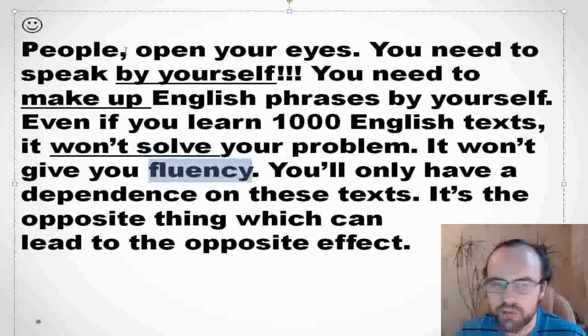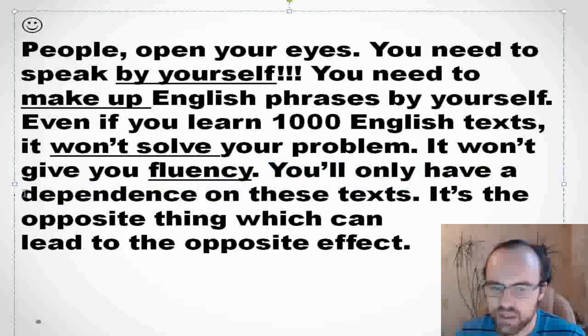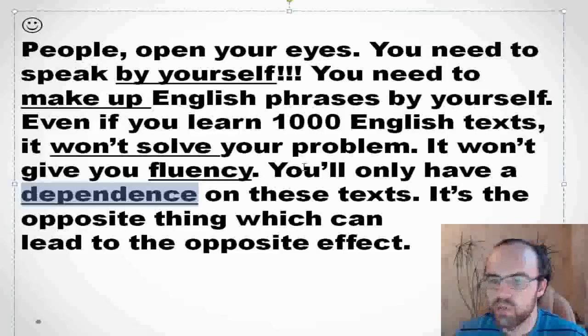You won't be a fluent English speaker. You'll only have a dependence on these texts. Dependence means that you'll only depend on these texts. Maybe there'll be another topic, and then what? It's the opposite thing, which can lead to the opposite effect when you try to learn different texts. So use phrases and words and make up all your sentences by yourself.